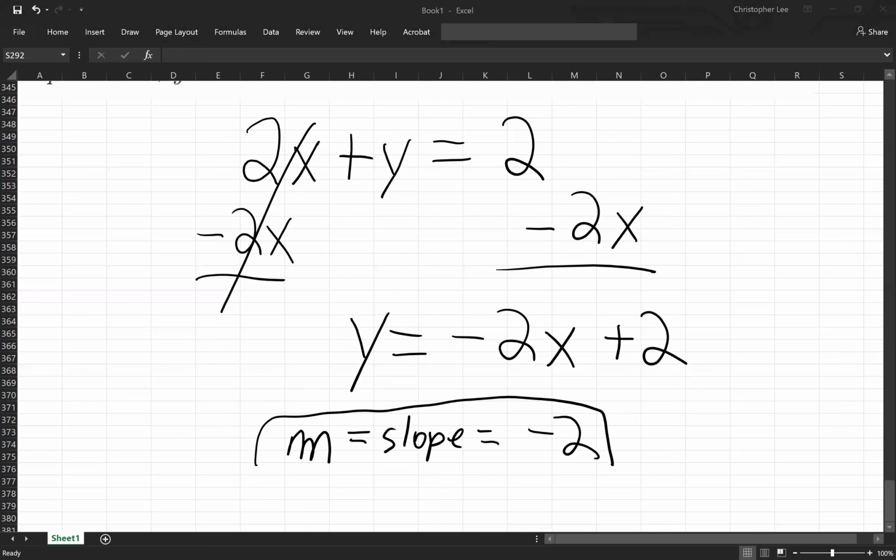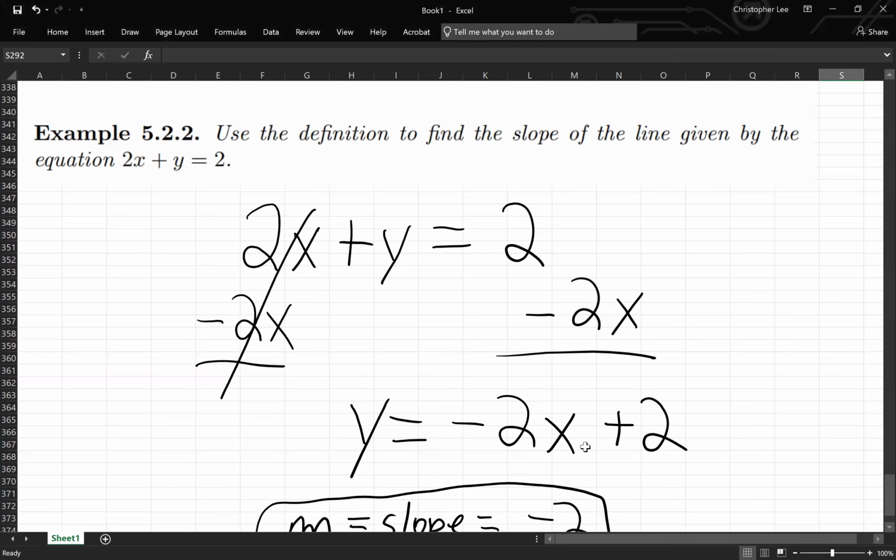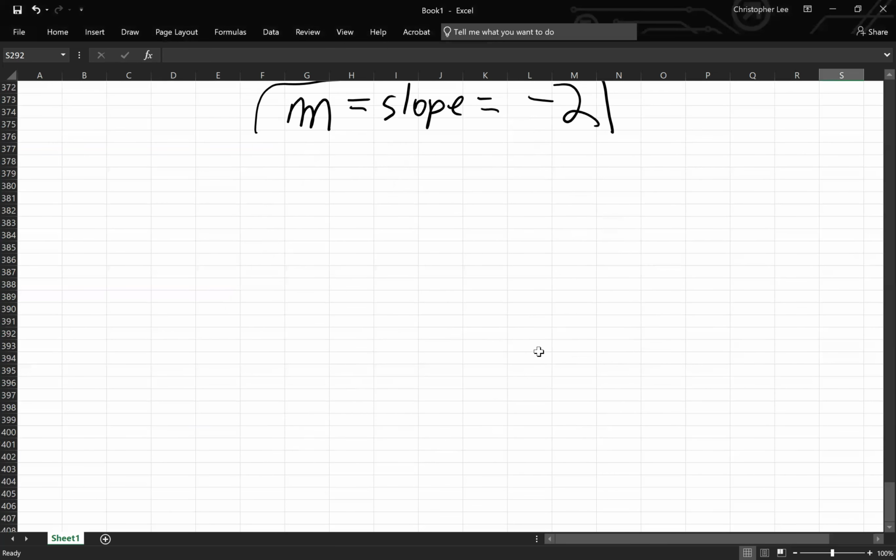An alternative method to do this. We all know how to solve for the equation, right? Find 2 points, use the formula, right? That's actually not a bad way to do it either. That actually proves it. Matter of fact, let's try that with this one.